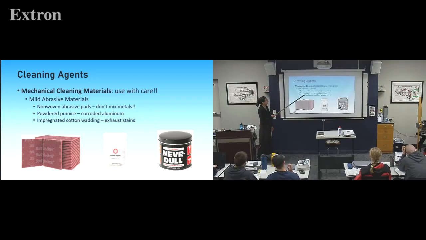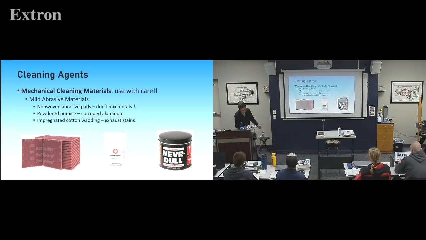So, mild abrasives, non-woven abrasive pads, otherwise known as Scotch-Brite. And did you know there are different colors of Scotch-Brite? Does anyone know what the different colors mean? Yes, different levels of abrasiveness. Pretty cool. Light gray, I think, is the least abrasive, and maybe the green is the most abrasive. Yeah. And then red is in the middle.